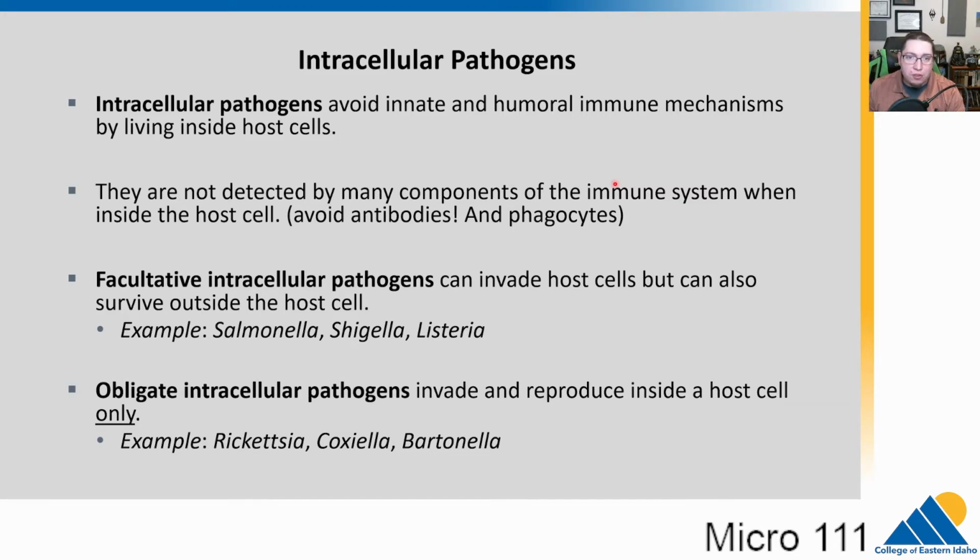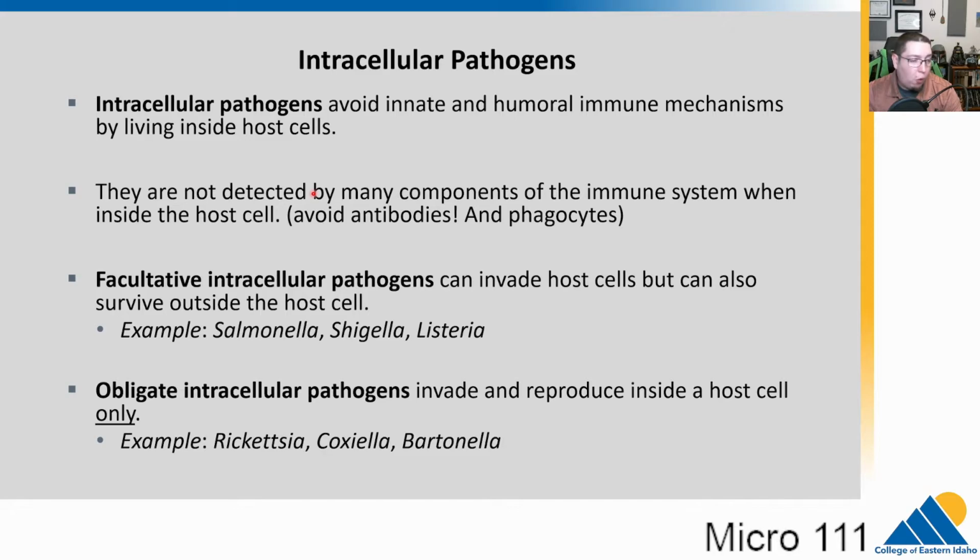Intracellular pathogens can avoid the innate system and the antibody humoral system because they're inside of cells. The body can't detect them there, so they're hiding a lot of their antigens from the immune system. And this works, but we still have that cell-mediated immunity there.